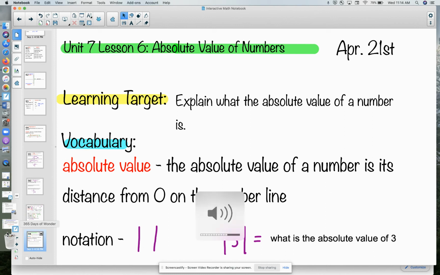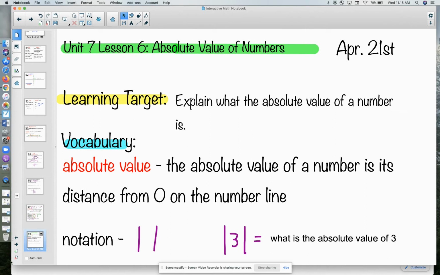Here's the notes for lesson 6, absolute value of numbers. Explain what the absolute value of a number is. The absolute value of a number is the distance from 0 on the number line. Notation means a symbol. This is the symbol that you would use. Go ahead and pause it and write all that out.